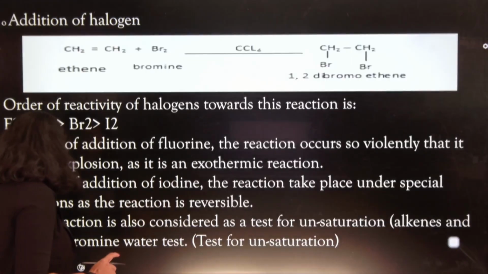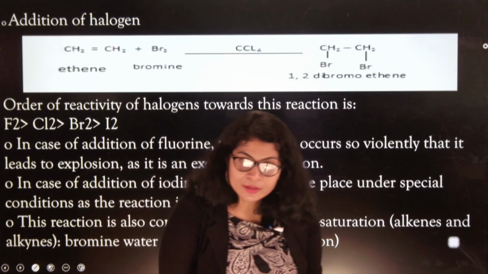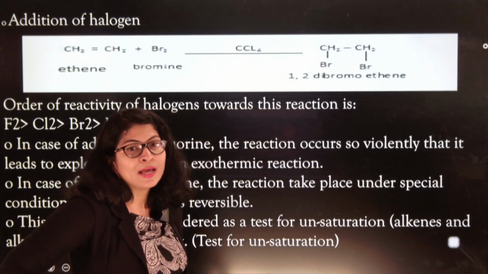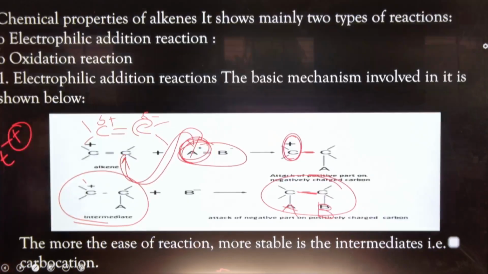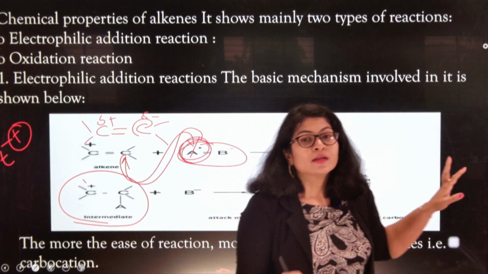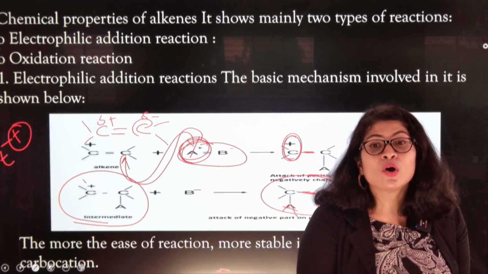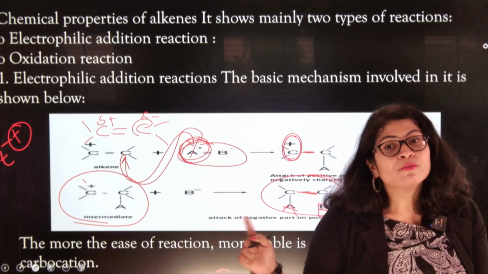Now, the ease of reaction will depend upon the stability of the carbocation. Got it? Now, if I see addition of halogen, another thing: if there is any chance of formation of a 3-degree carbocation, then that reaction will be more feasible, because carbocation stability is in the order 3 degree greater than 2 degree, followed by 1 degree.